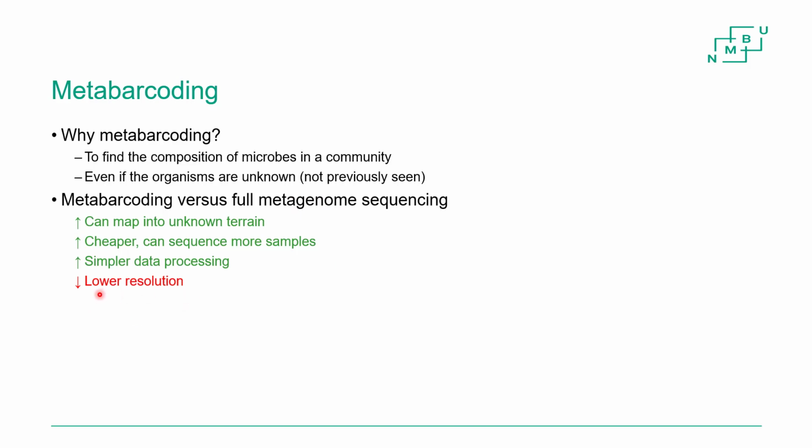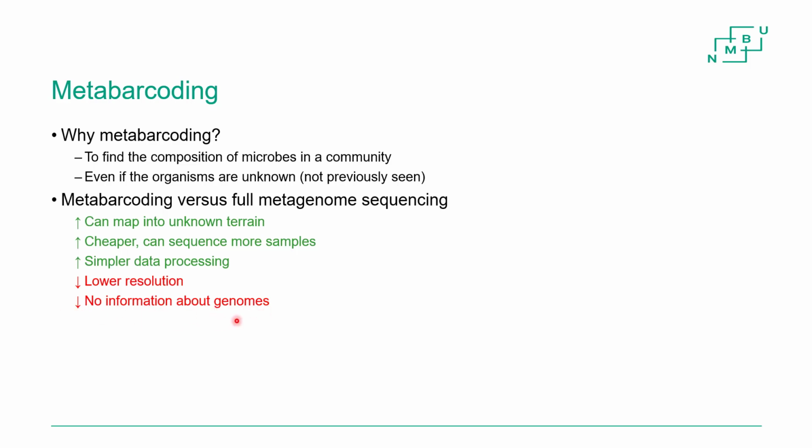A disadvantage of metabarcoding compared to the full metagenome sequencing is lower resolution. You cannot study the very fine resolution composition, or you cannot study single strains, right, with this technique. And of course you don't get any information about the genomes, because what we will do now is to sequence a particular marker gene, one single marker gene, not the whole genome. That's the whole idea.